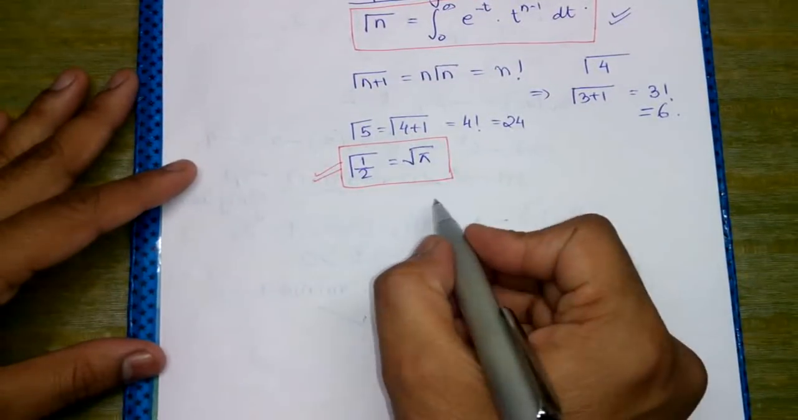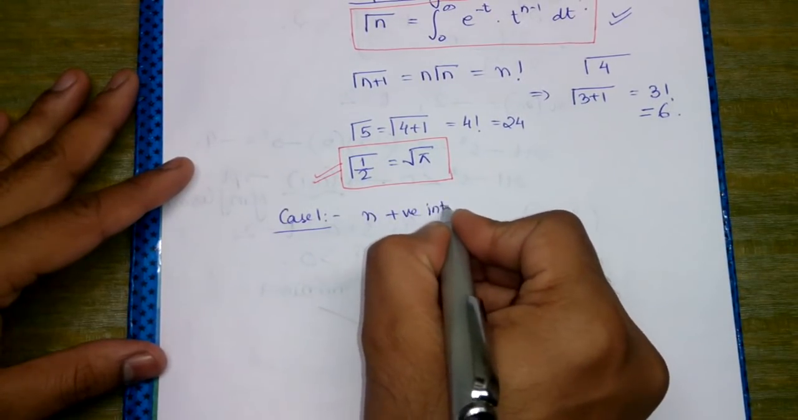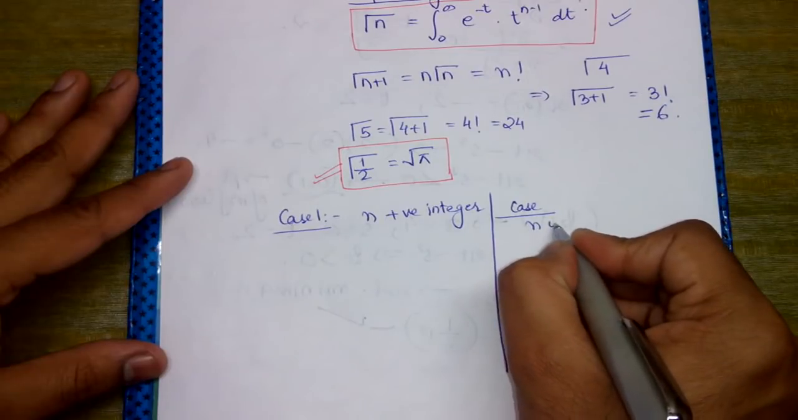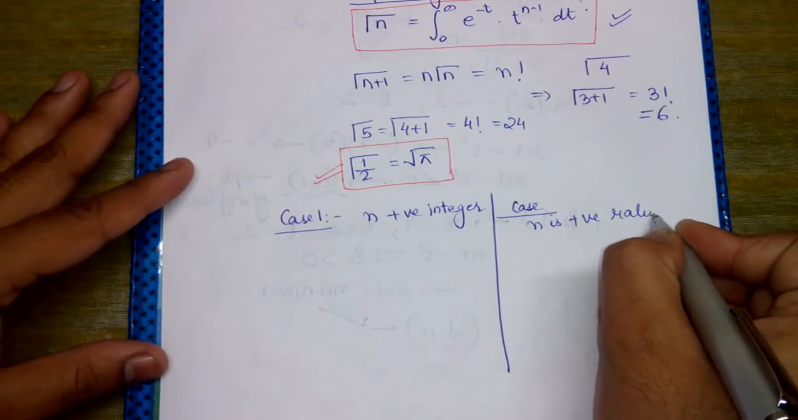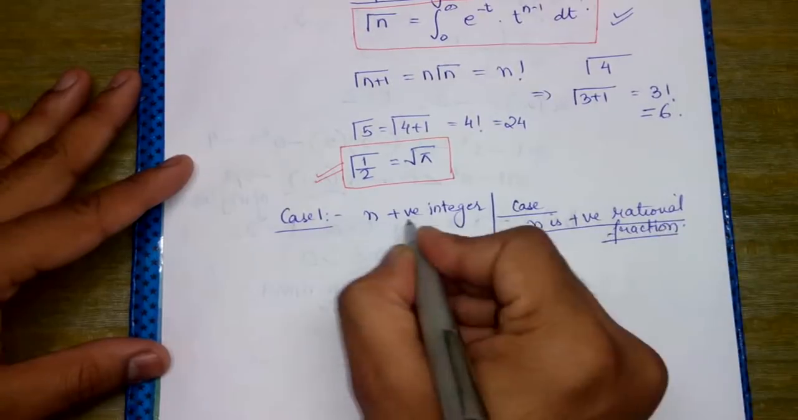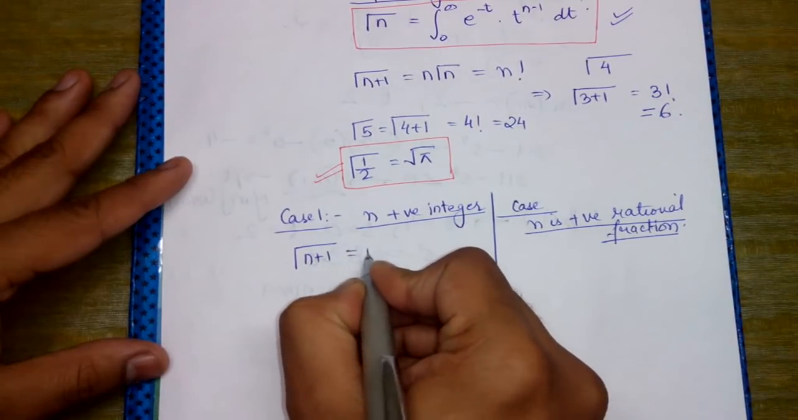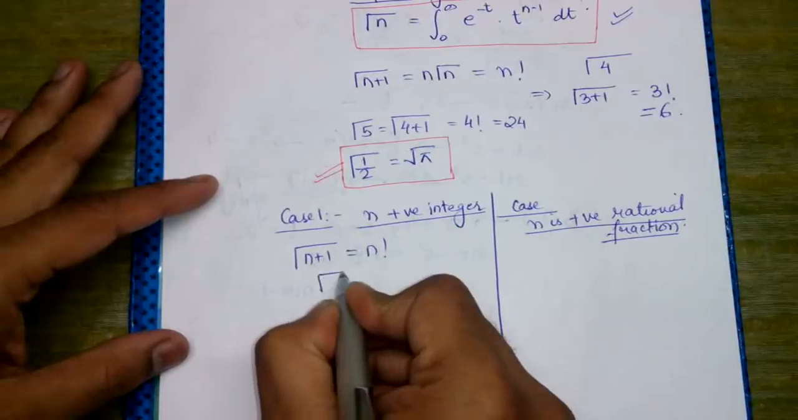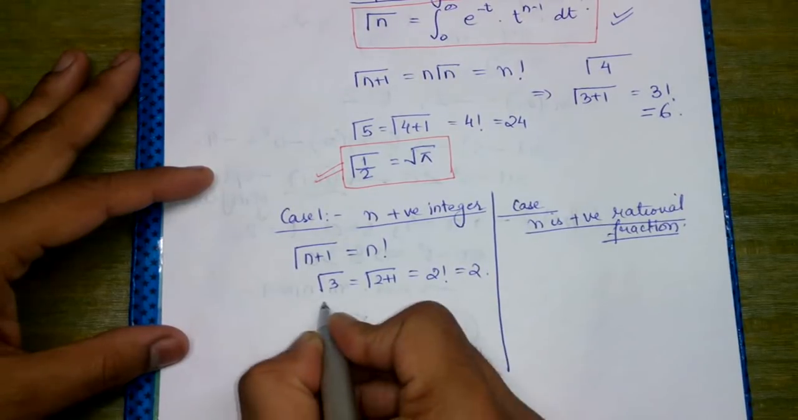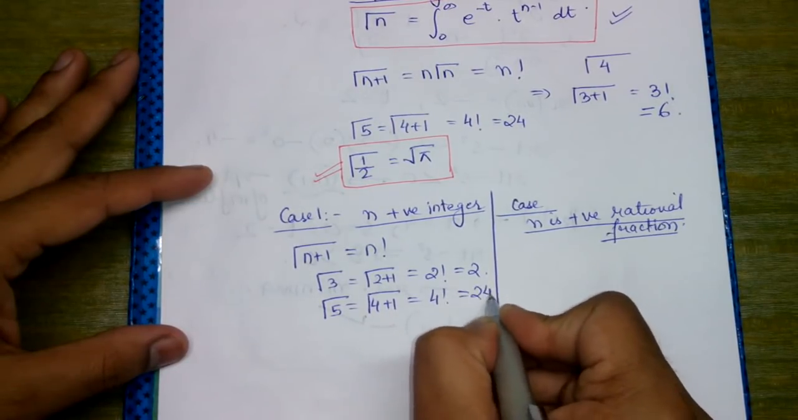Now, there are two cases. The first case is case number 1, and according to case number 1, n is a positive integer. And the second case is n is a positive rational fraction. So the first case is n is a positive integer, just like we had, so that gamma of n plus 1 is equal to n factorial. So I have already told you that gamma of 3 is equal to gamma of 2 plus 1, which is equal to 2 factorial, that is 2. Then gamma of 5 is equal to gamma of 4 plus 1. This is 4 factorial, and this is equal to 24.